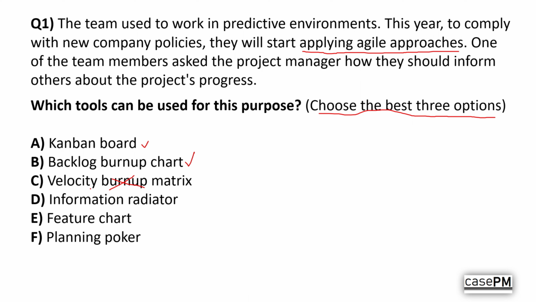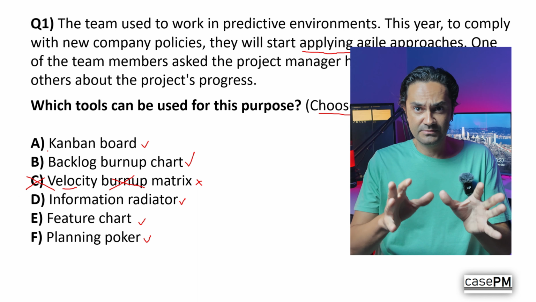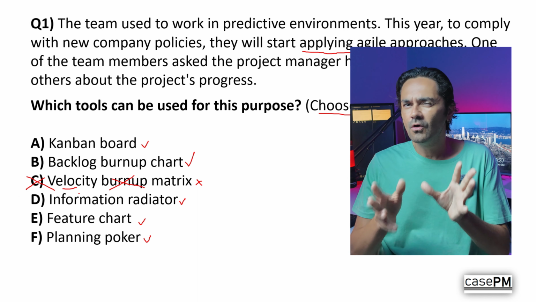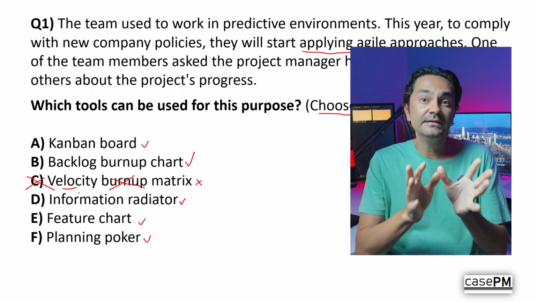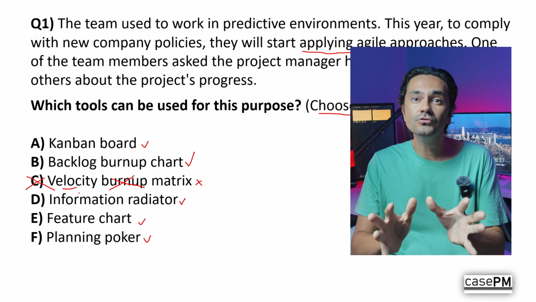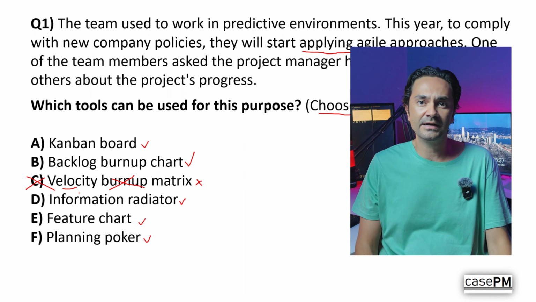Velocity is a measure of how many story points a team completes in a sprint, but we don't use any kind of burn-up matrix with it. So let's eliminate this option. D. Information radiator, E. Feature chart, and F. Planning poker. All of this can also be used in agile environments. As you can see, we quickly eliminated one of the options. Now, since we need to choose the best 3, all we have to do is identify the 2 options that cannot be used to inform others about project progress.